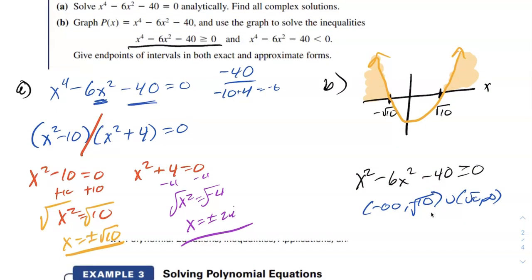If I wanted to solve the other one, I'll just leave it right here. Where it's less than 0 is where it's below the x-axis, so it'll be right here. So my answer would just be from negative rad 10 to rad 10.